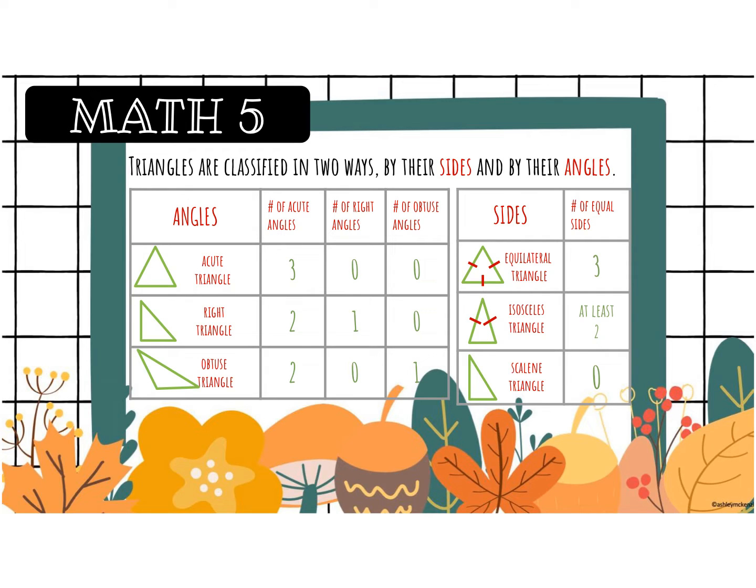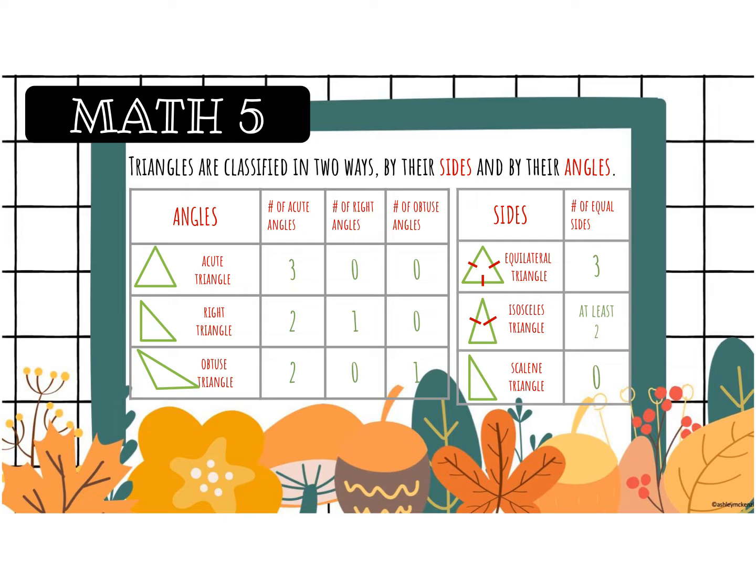Okay, so there are 2 ways you can classify triangles. The first is by angles. We can classify a triangle, and that means name it. So when I say classify, I mean name it. We can name a triangle based on its angle. So we could say acute triangle, right triangle, or obtuse triangle.